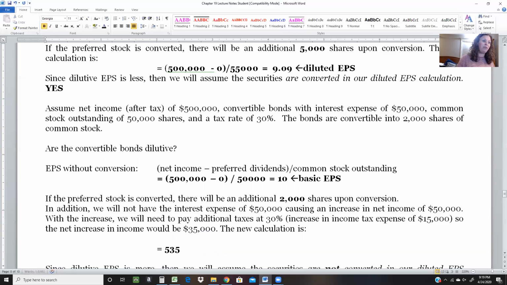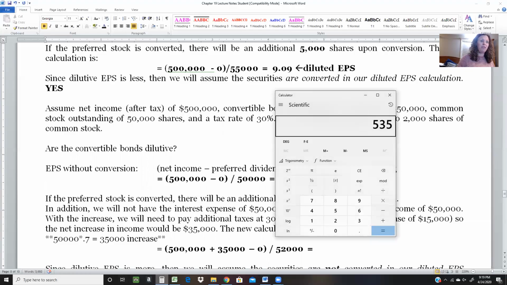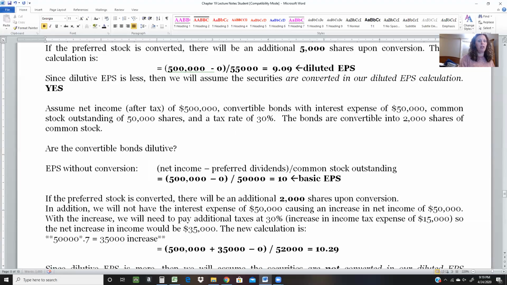So up top, I'm going to do 535. So I can do it like this and say 500,000 plus 35,000. Here I did 50,000 times 0.7 equals a $35,000 increase, just so I can show my work a little bit. Okay, so 535, and now I don't have any preferred dividends, so I'm not going to pay any preferred dividends. And then downstairs I have 52,000. So I'm going to do 535 divided by 52, and my earnings per share went up. So that's 10.29. So this is called anti-dilutive.